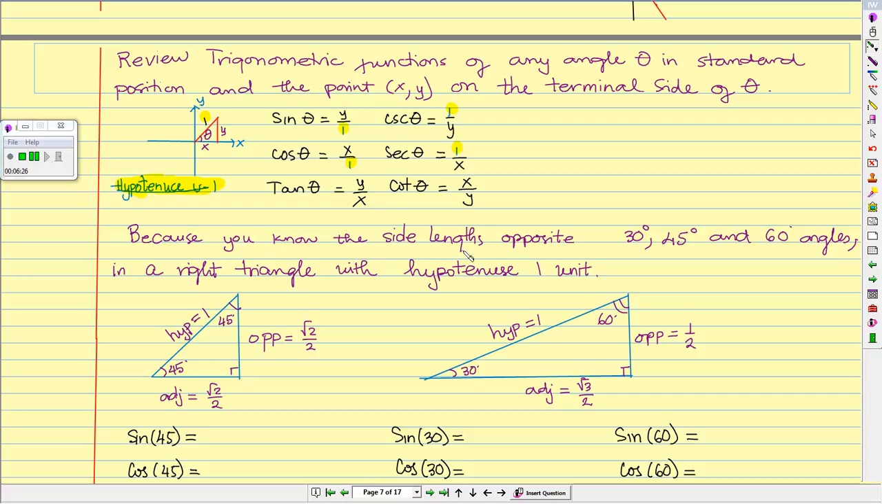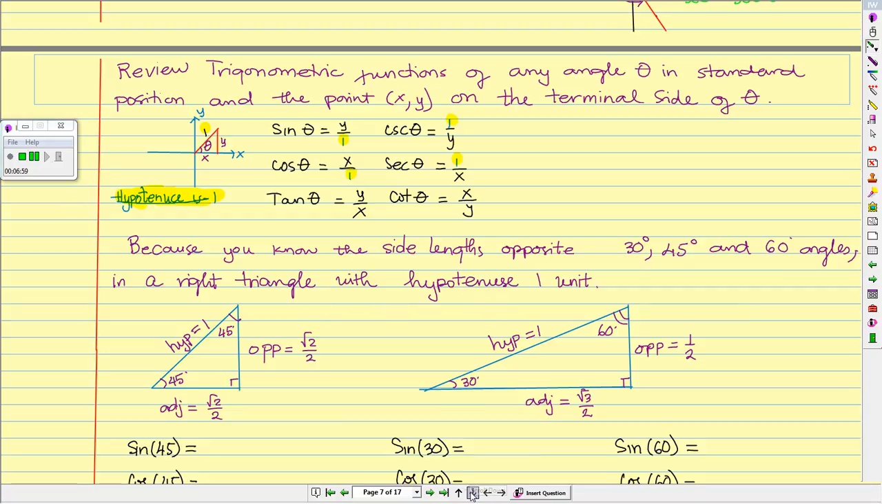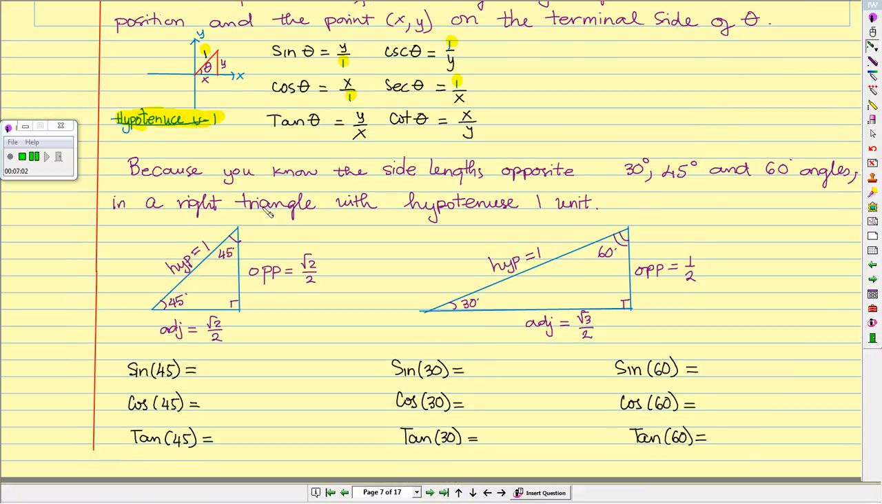If you know the side lengths opposite the three special angles, 30, 45, and 60 degrees, in a right triangle where the hypotenuse is 1. So here we are. We give you two right triangles. The first right triangle is the 45 degrees, so this is the isosceles right triangle.